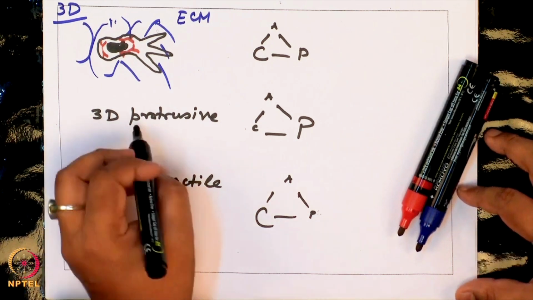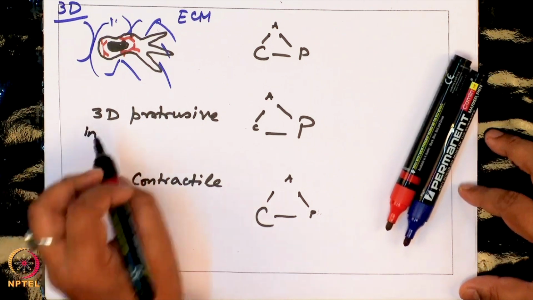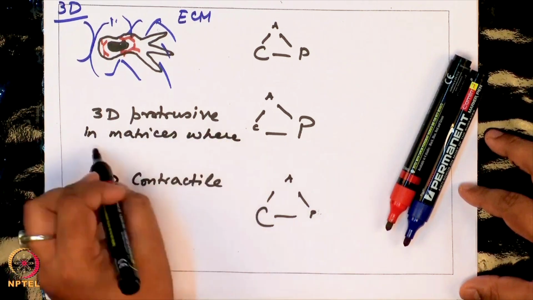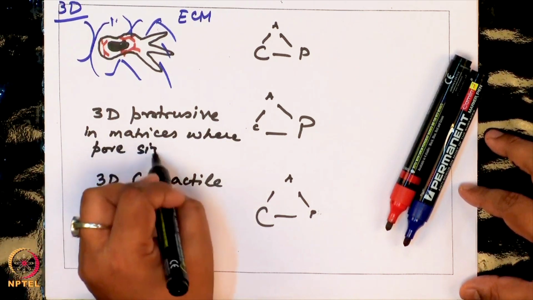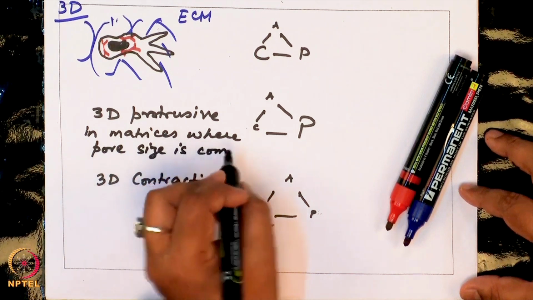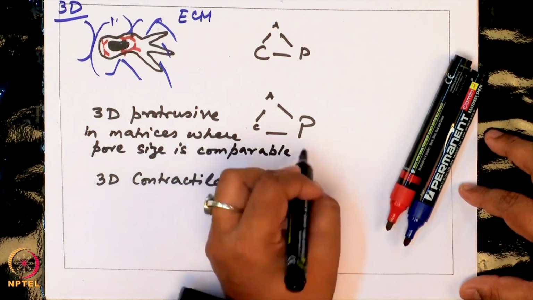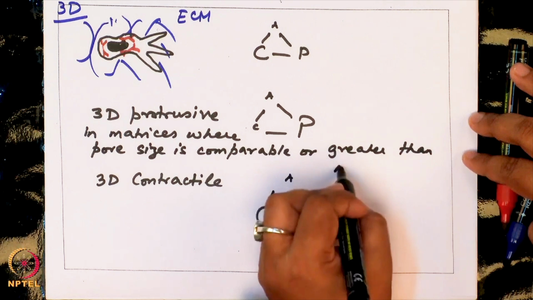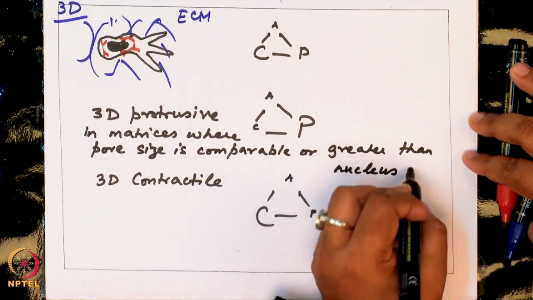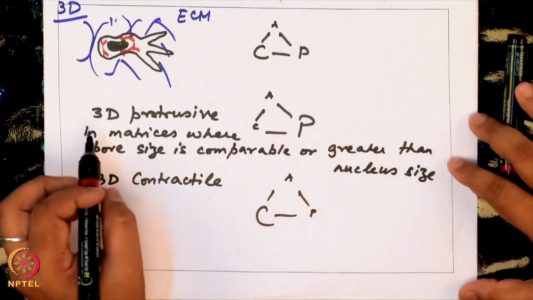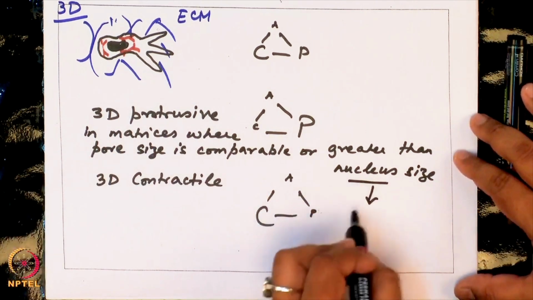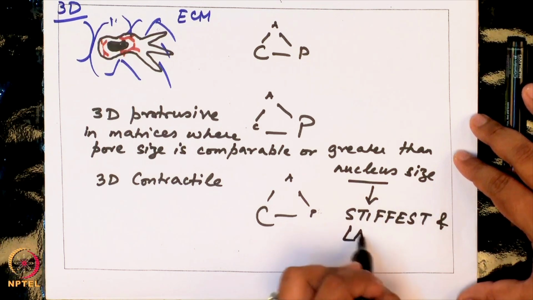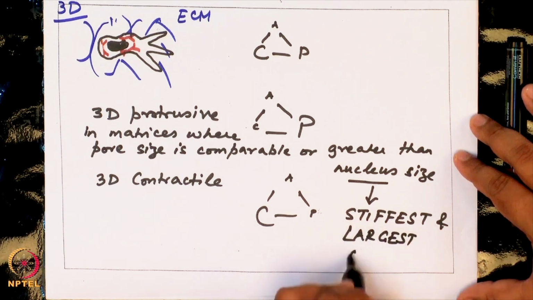So, 3D protrusive can be sustained in matrices where pore size is comparable to or greater than nucleus size. This is because the nucleus is the stiffest and largest organelle.